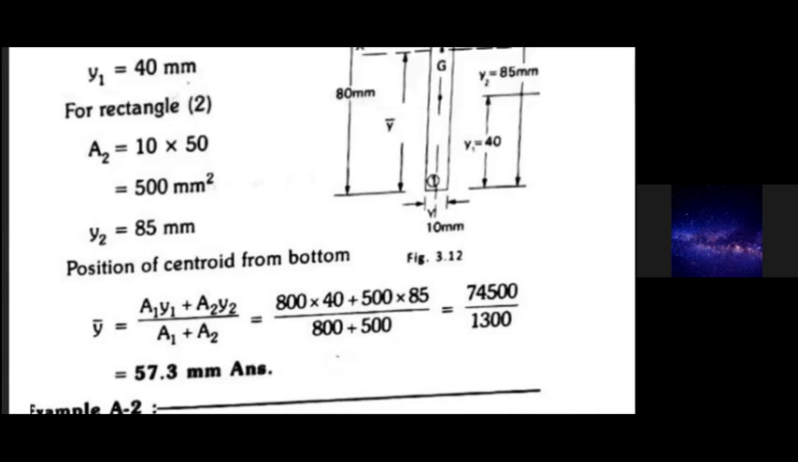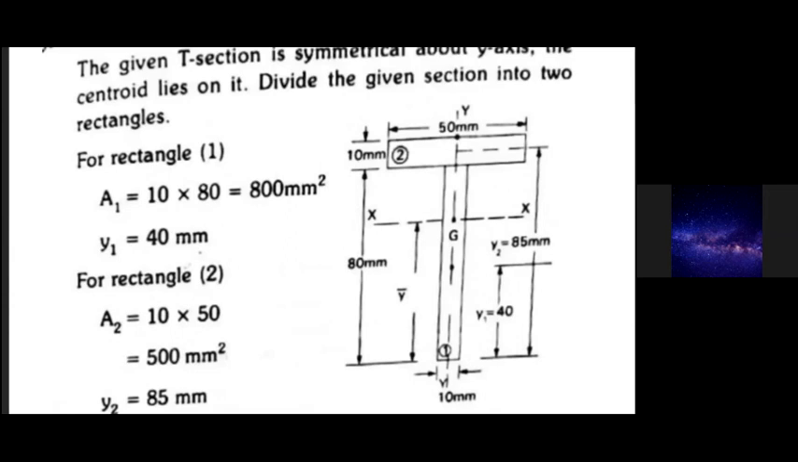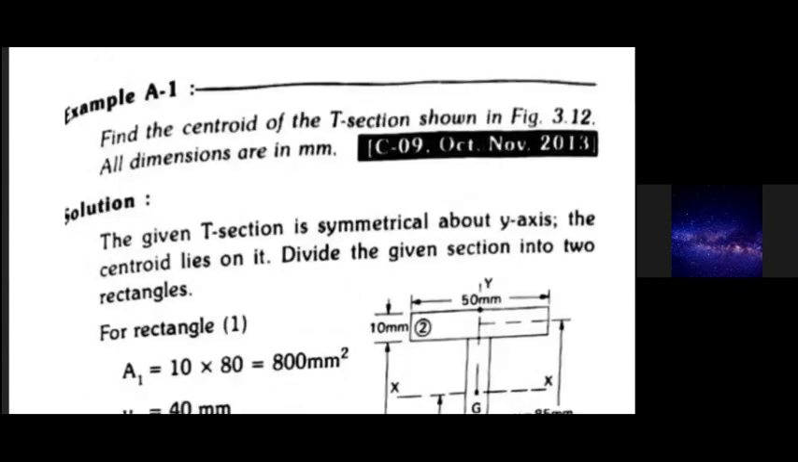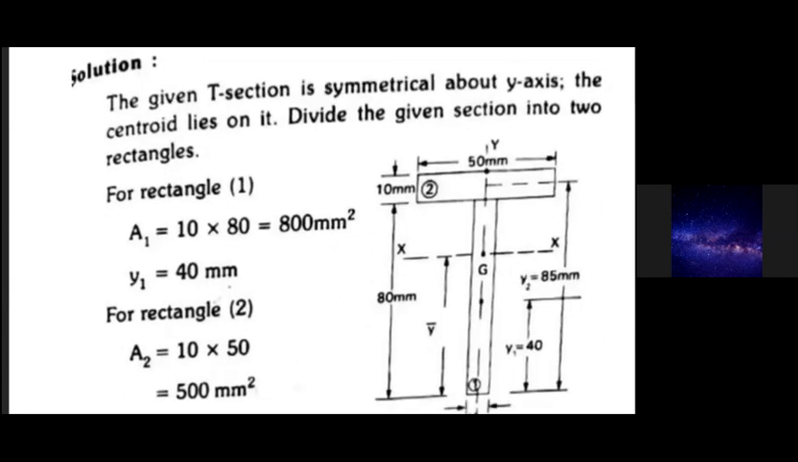Okay, we'll stop here. So in this session, we solved the problems for finding the centroid of the channel section, T sections, and some composite sections consisting of standard triangles, semicircles, and rectangles, combinations of all standard sections. You can practice this. We will stop here. Thank you.